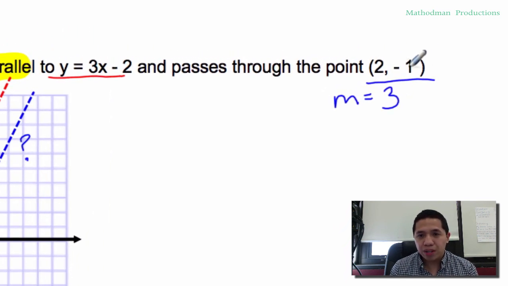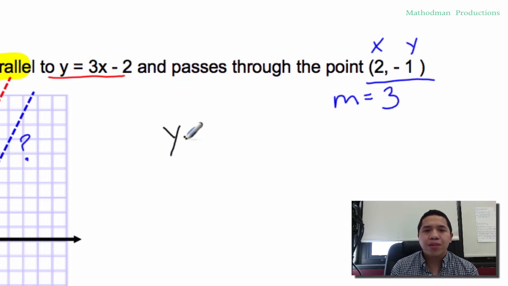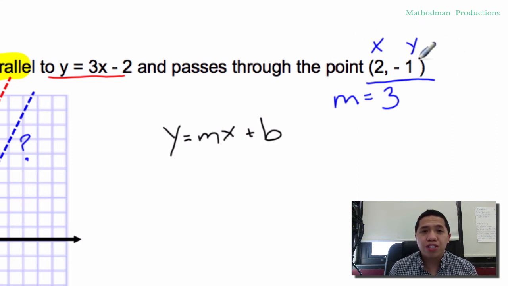I'm also given a point 2 and negative 1. What letter does the 2 stand for? That's your x, and this is your y. So the equation that's going to help you is that slope-intercept form, y equals mx plus b. You have enough clues right here for this blue line to figure out what the equation for it is.